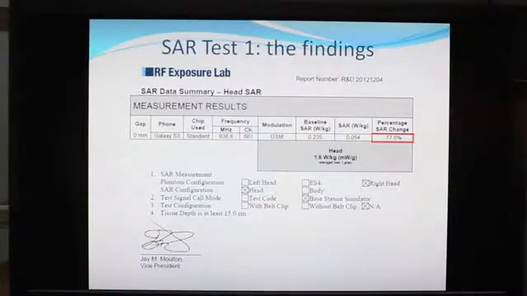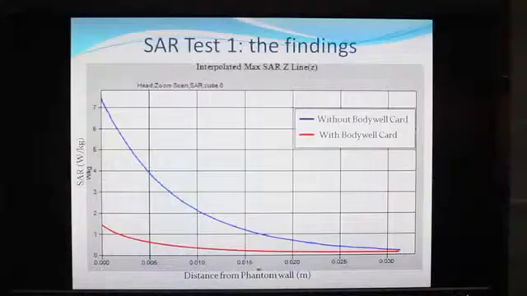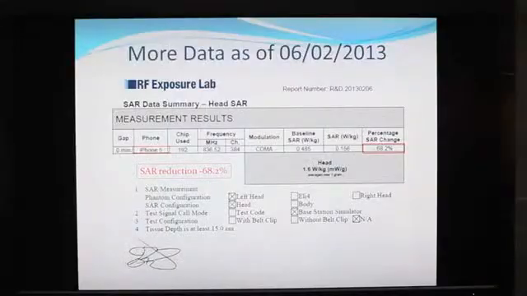This is a certificate provided by a certified lab that shows the 77% on a Galaxy S3, done on the right side of the head. And this is a plot of the SAR results. In blue, you see the SAR values without the Bodywell card, and in red, the SAR values as obtained with a Bodywell card. Another test showed with an iPhone 5 a reduction of 68.2%.